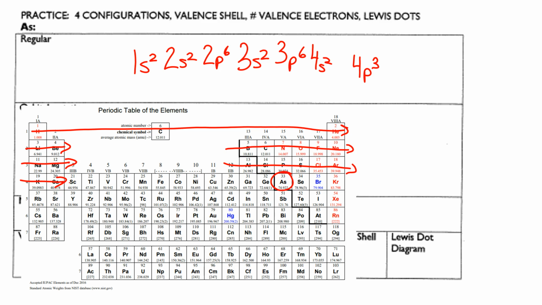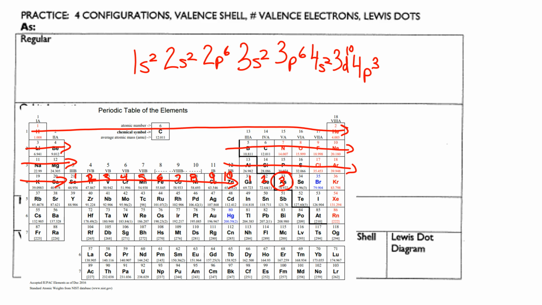Now, from scandium to zinc is going to be 3D. And what number am I going to write next to the D? 10. Because we went 1, 2, 3, 4, 5, 6, 7, 8, 9, 10. All right. And then I go 3 places in, 1, 2, 3, and that's why it's 4p3.